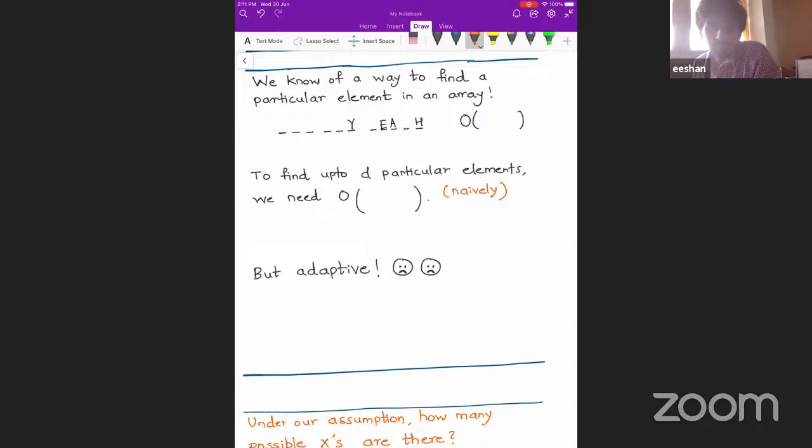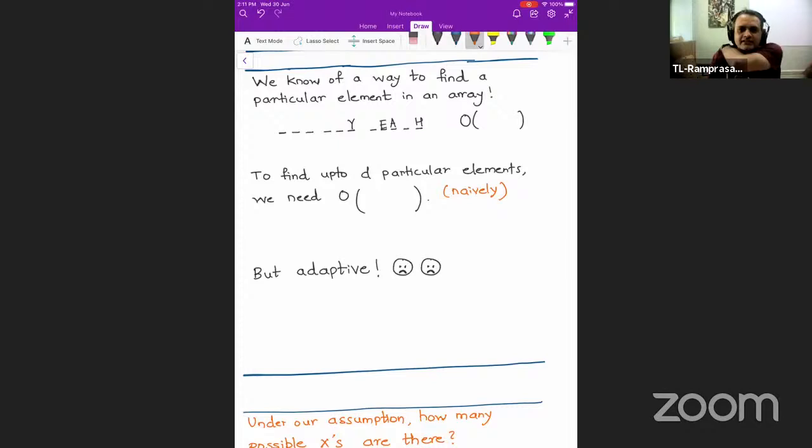How do you find a particular element in an array? It's a sorted array, right?